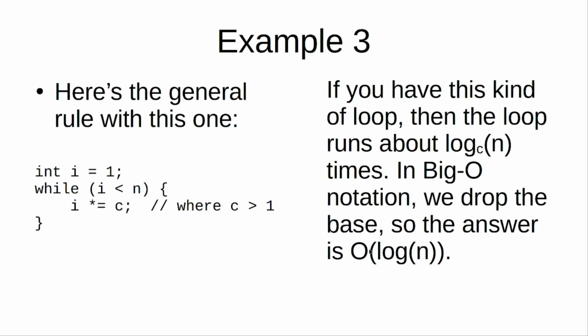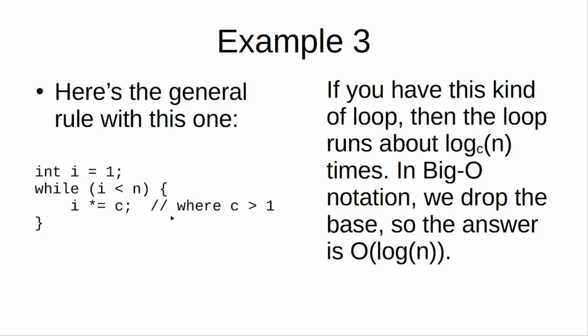So since the loop runs log 2 n times, we say the time complexity is big O of log n, logarithmic time. In general, any loop where a variable is multiplied by a constant, like i times equals 2, in each iteration results in logarithmic time complexity. And this is because the number of iterations grows much more slowly than the size of the input. And so you could use this rule.